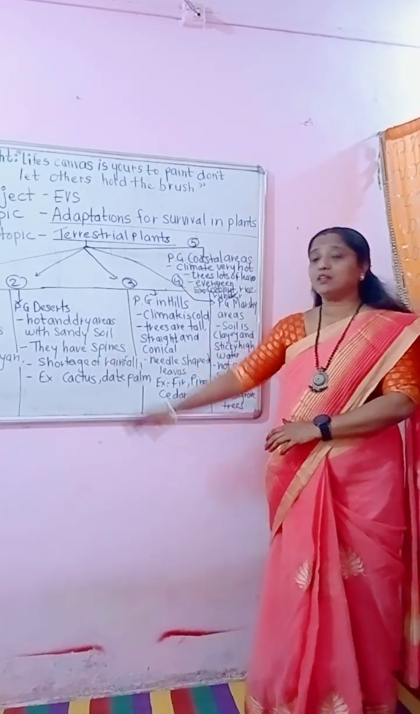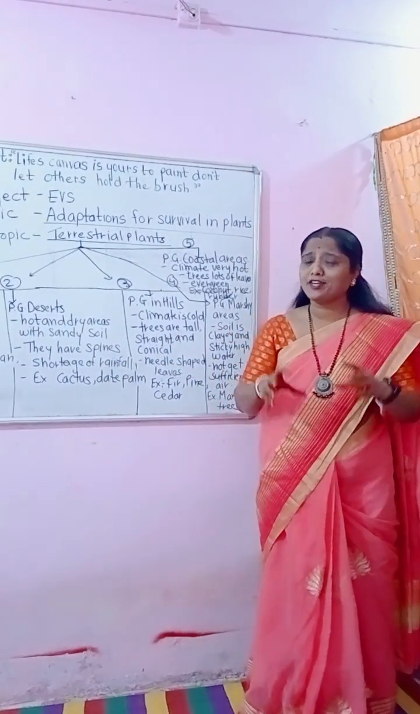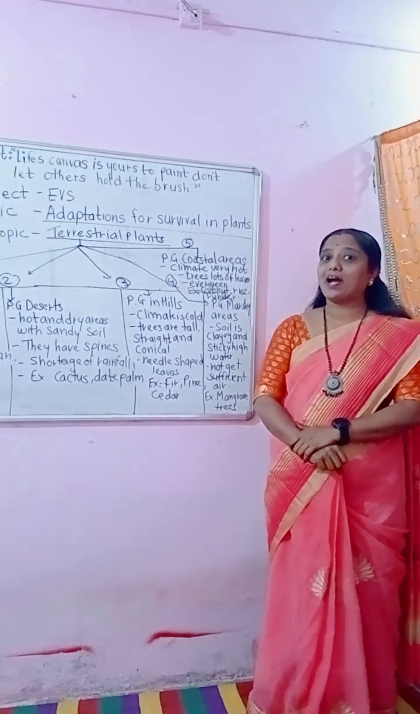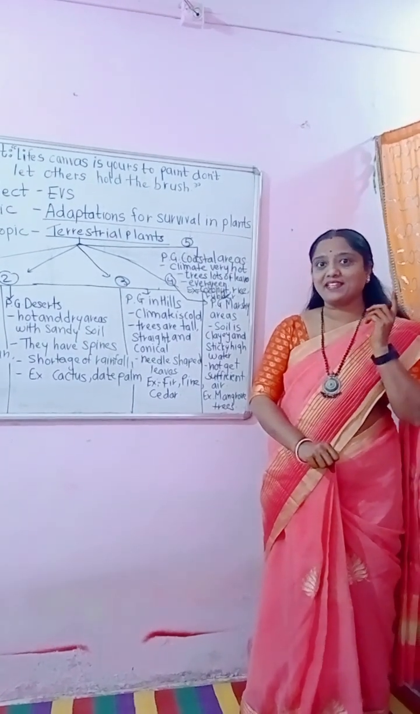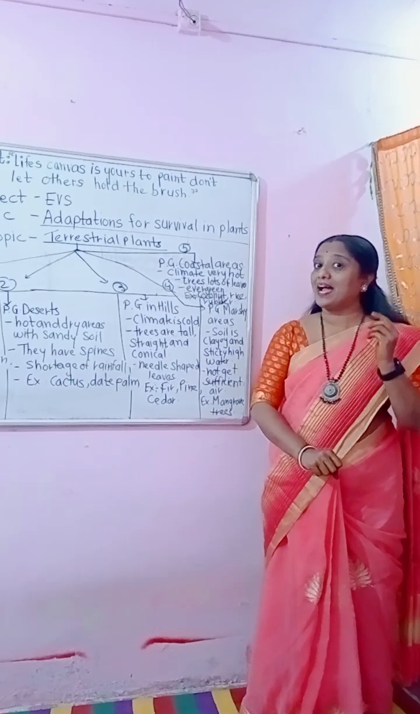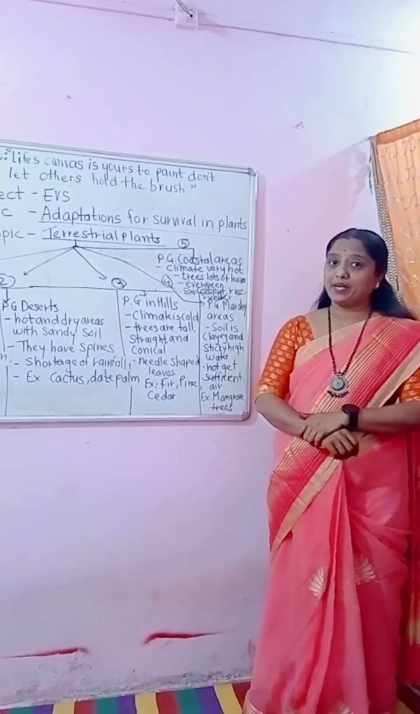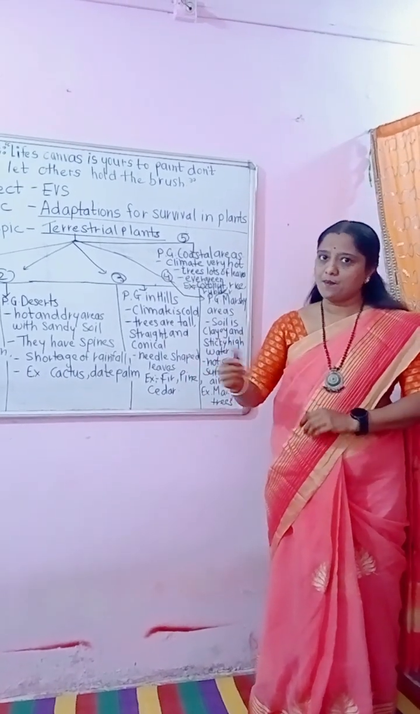And in the desert there is a shortage of rainfall. That is why God has gifted them the spines, and because of those spines they collect more and more water to provide to the plant.